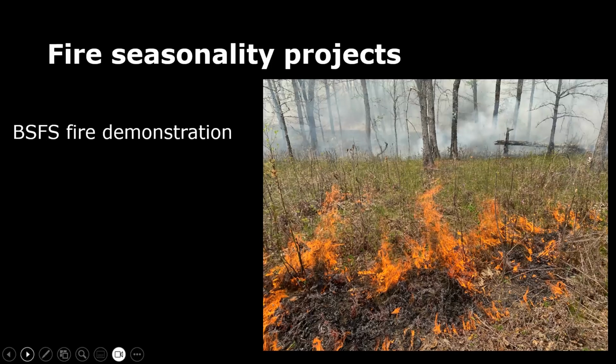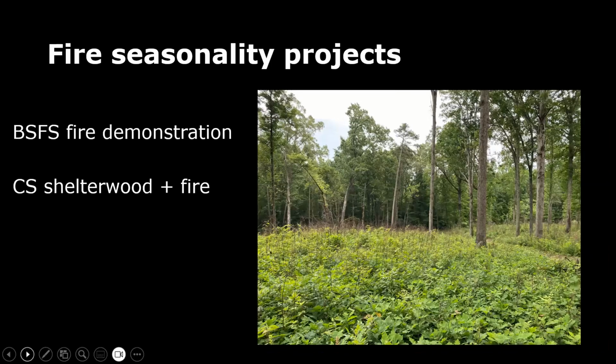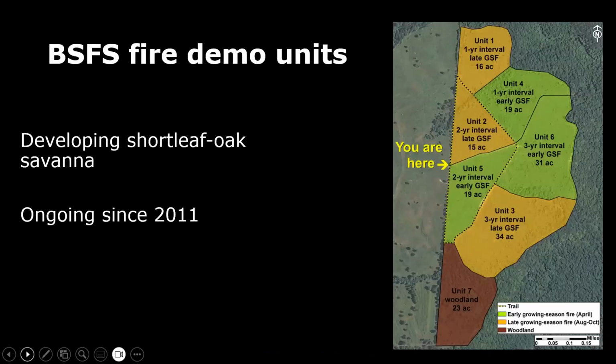The first one I'm going to just briefly discuss and pull a couple data points from is a Bridgestone Firestone fire demonstration area, which is in Central Tennessee. And then I'm also going to talk more intensively about a project we had pairing shelterwood harvests with prescribed fire during two different seasons. And so first, I'm going to talk about the Bridgestone Firestone fire demonstration units.